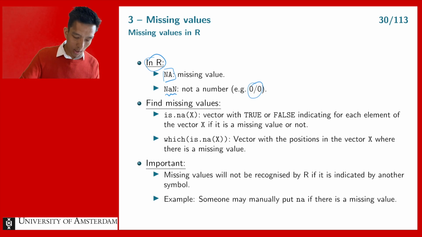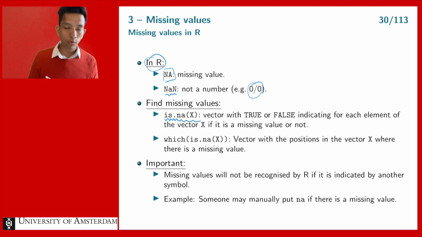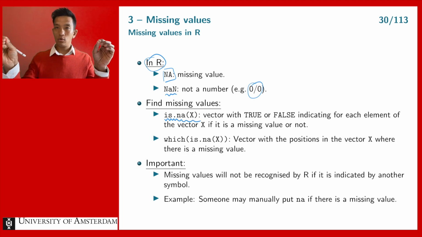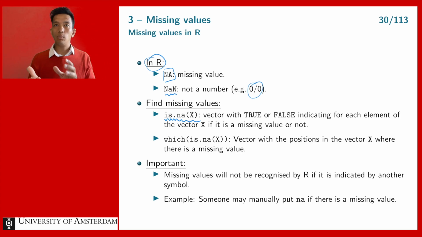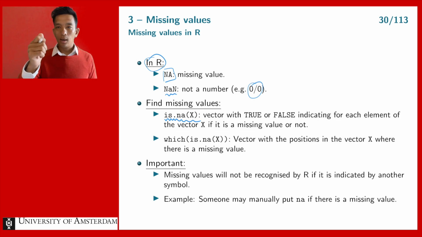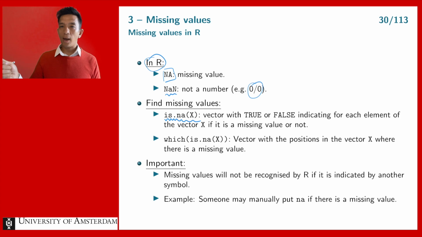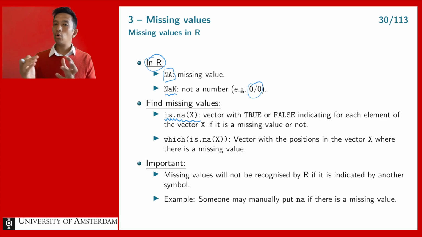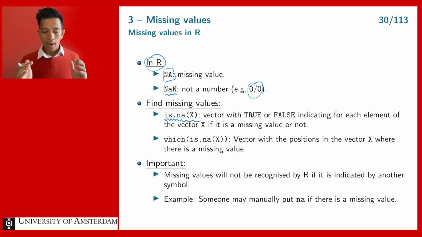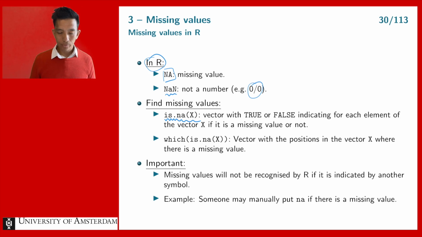We can use in R the function is.na. If x is a vector, for example in our data set the vector with the monthly charges, is.na will tell me for each element in the vector x whether it is a missing value, yes or no, true or false. So if is.na always gives me false, it means that there are no NAs, no missing values.